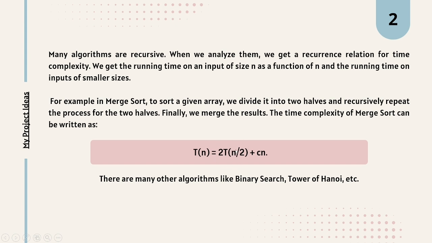Got it? For example, in merge sort, to sort a given array, we divide it into two halves. Do not worry about merge sort, we will study it in our upcoming lectures. It's a sorting algorithm that sorts the array in ascending order. We divide it into two halves and recursively repeat the process for the two halves, the left half and the right half. Finally, we merge the results and the time complexity is written like that. Certain other algorithms that follow recursion are binary search and tower of Hanoi. Don't worry, all these algorithms will be taught to you in the upcoming lectures.